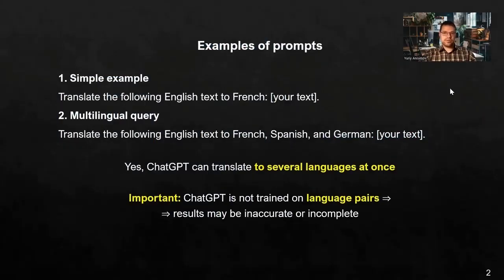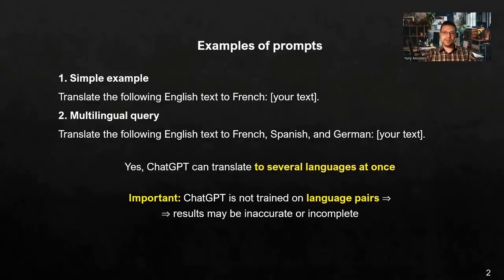For example, if you want to translate into just one language, let's say French, then we will say, translate the following English text to French, and then paste your text. ChatGPT is capable of translating to several languages simultaneously. You can say, translate this text to French, Spanish, and German, and then paste this text. We will test both features shortly.